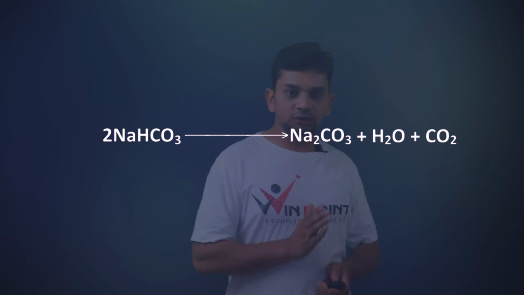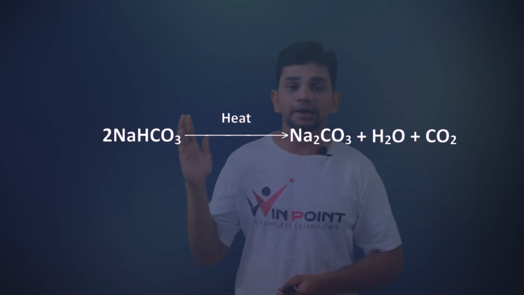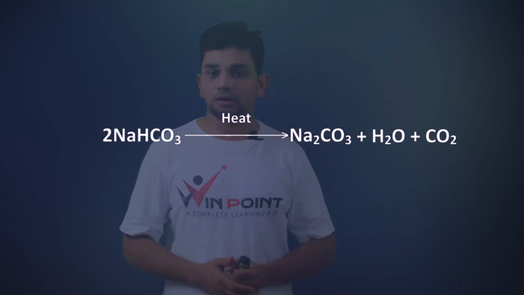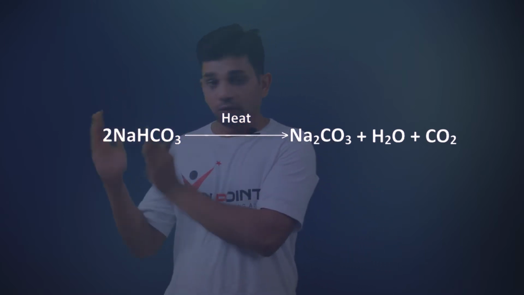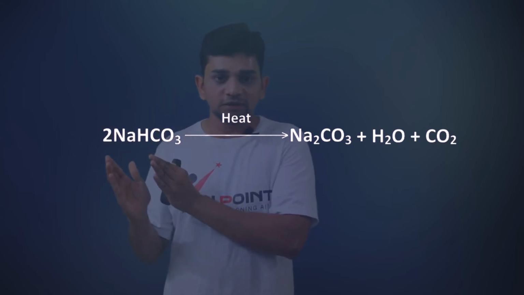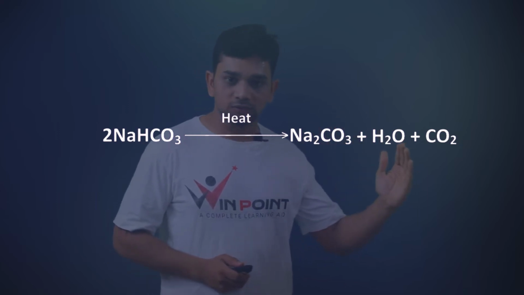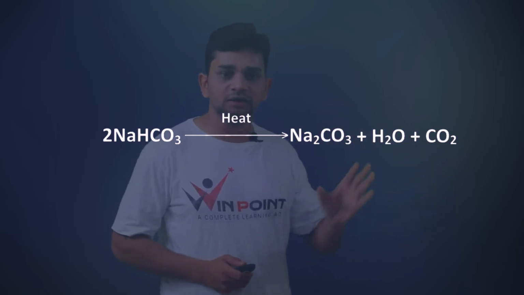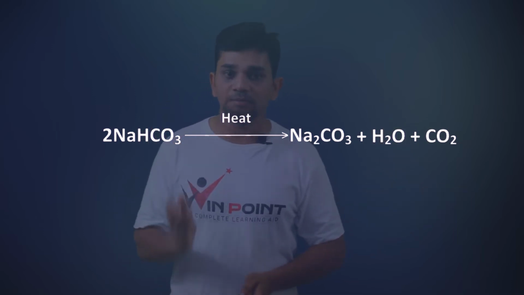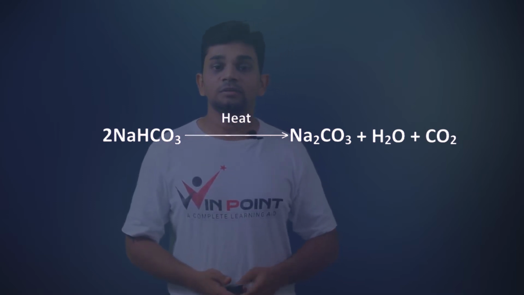2NaHCO3 gives Na2CO3 plus H2O plus CO2. We are taking sodium bicarbonate and heating it. Here you can see it is sodium bicarbonate or sodium hydrogen carbonate. When we heat this sodium bicarbonate, we get sodium carbonate, H2O and carbon dioxide. First step is heating sodium hydrogen carbonate to get sodium carbonate.